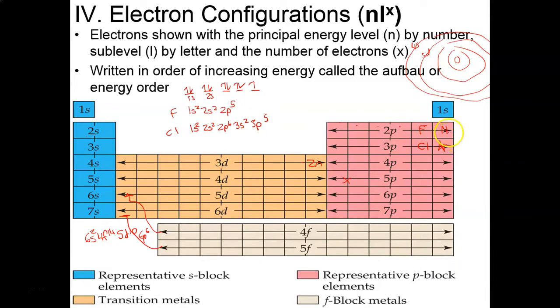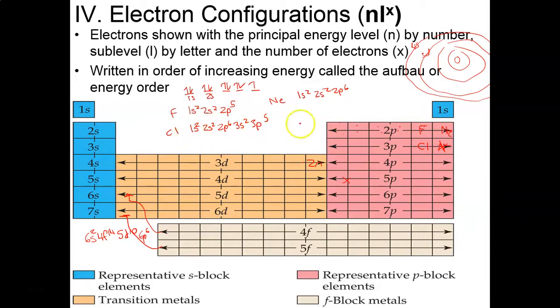Now, what if you want to do neon? Well, neon is really easy. Just go 1s2, same as I've always done. It's the same pattern every time. It doesn't change. And then 2p6 because it's on 1, 2, 3, 4, 5, 6, in the 6th location. That's how the system works.